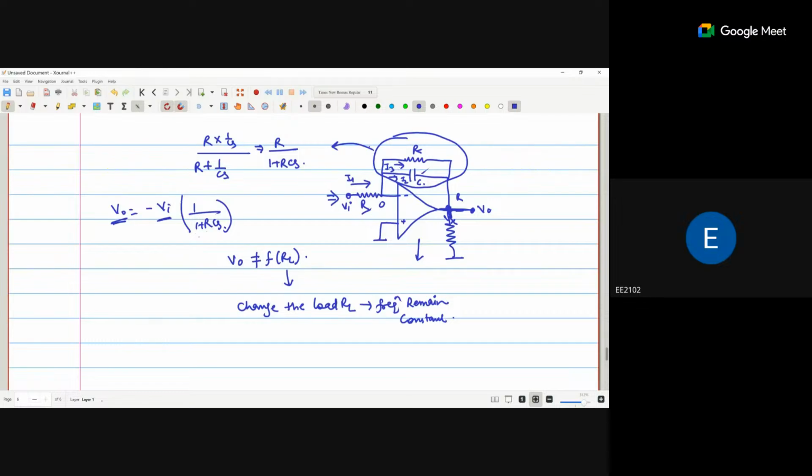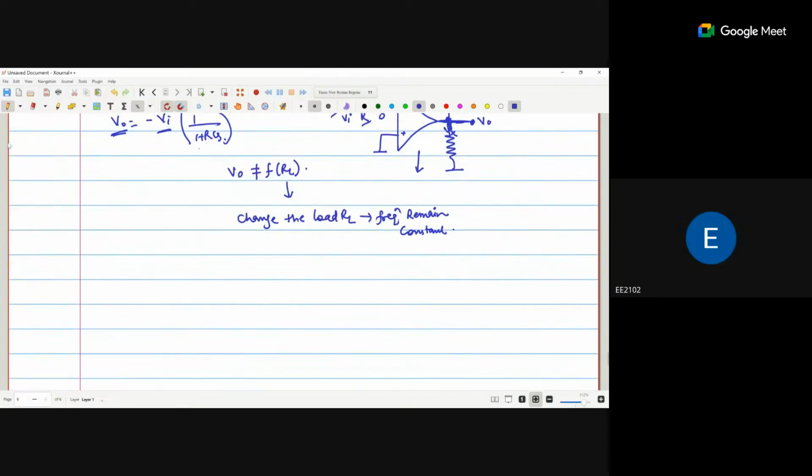Okay, frequency remains constant. So this is the benefit of using the operational amplifier for the first order filter. You can create your first order filter with the help of an RC combination circuit also, without using an operational amplifier. But the thing is that if RL changes, gain changes, frequency changes.